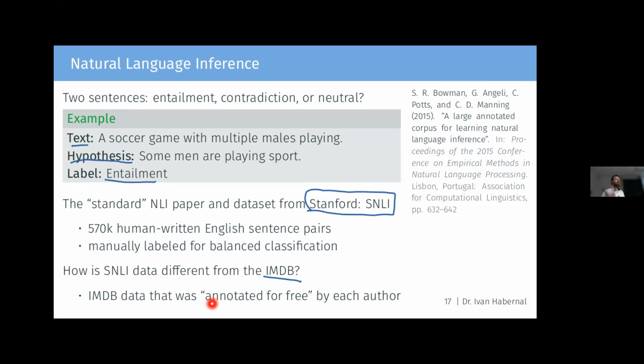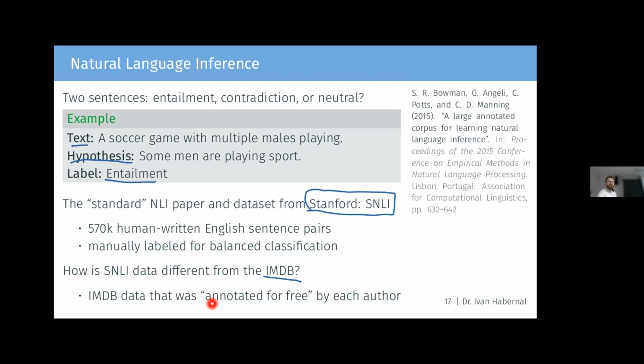How many of these pairs can you write in an hour? 60. What are you going to do after writing 60 pairs of that? You're going to hate it. You're going to hate the job because it's terrible. I mean, it's not fun. So that's why you need a large pool of people, and just scale up. 500,000 sentences is a lot.